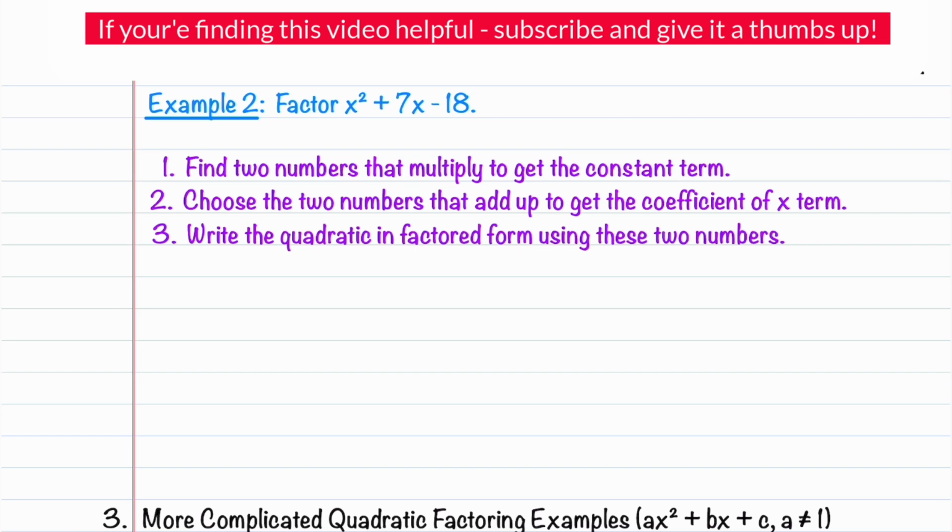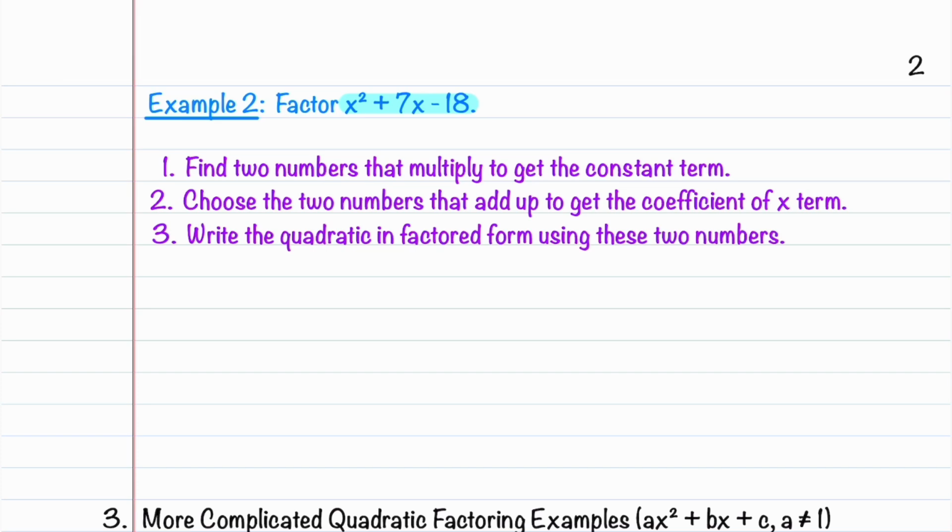This example is really similar to the one that we just did on the previous page, but notice that our constant term has a negative, and that's going to make things just a little bit harder. We're going to do just like we did. We're going to start with our first step, and we're going to find two numbers that multiply to get this constant term. So let's write down our constant term: minus 18.